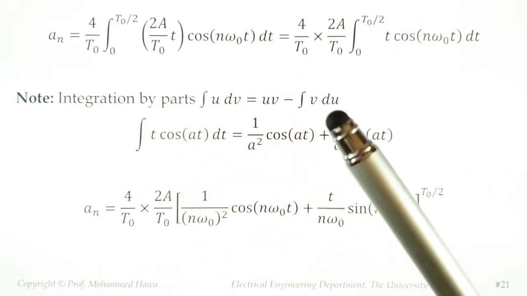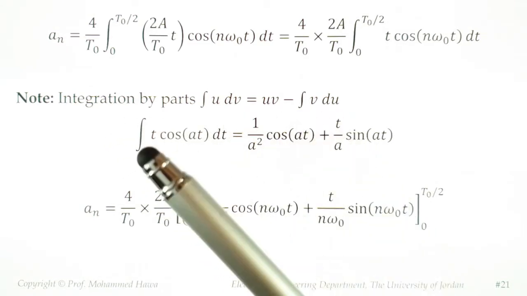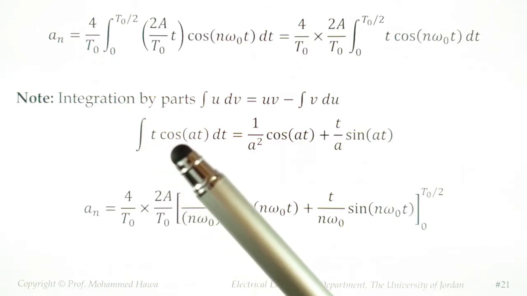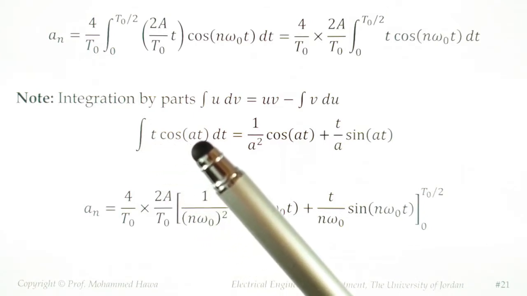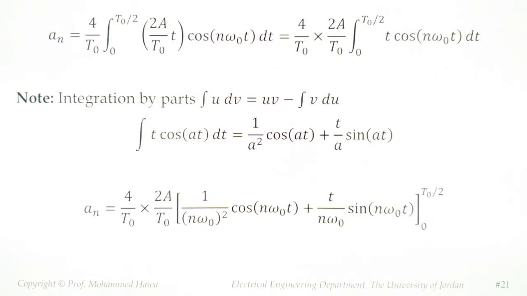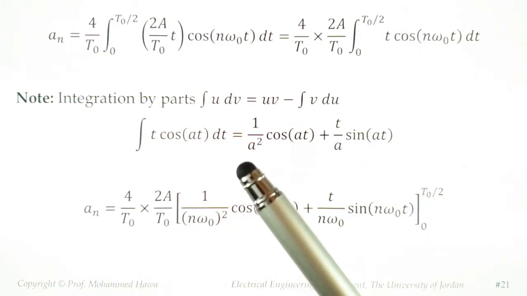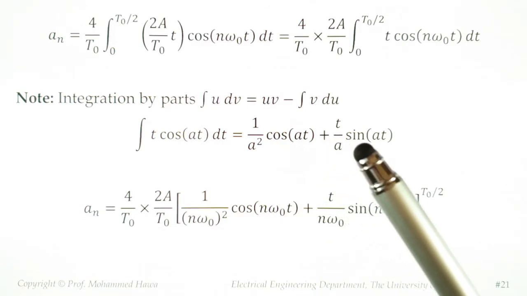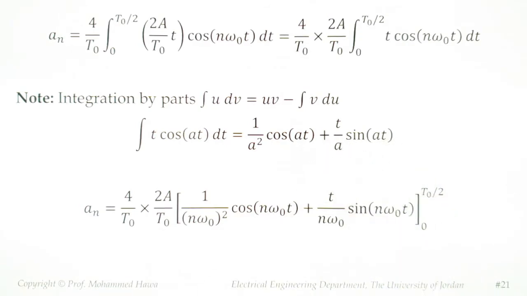Remember the rule for integration by parts. And the integral t cosine constant a multiplied by t dt gives you this result, which is cosine at, but divided by the constant square, plus the linear line t multiplied by sine at divided by the constant a. Please do the integration by parts yourself and verify that this is the correct answer.